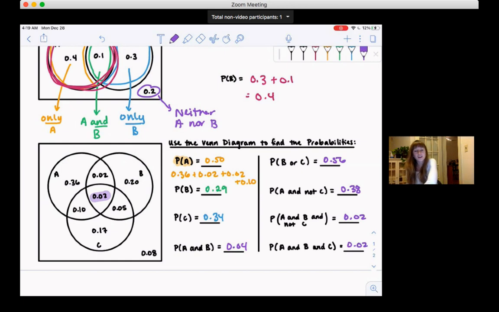Okay, so that's it for Venn diagrams. The idea is to find the sections you need to add up on the Venn diagram and add them up, because they're mutually exclusive, to find your probability. All right, that's it.